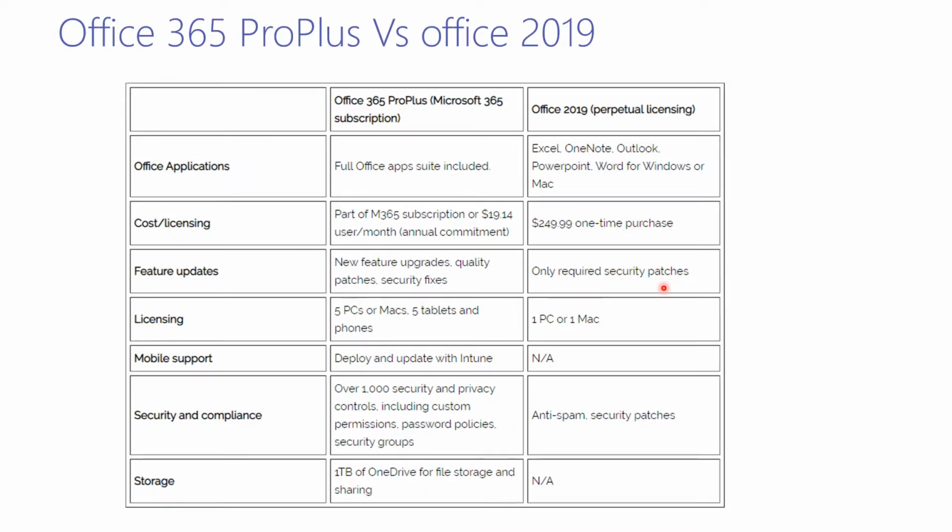Only required security patches are added in perpetual licensing. So if you're using Office 365 subscription, you'll get the latest patches and you'll get the latest features of different Office products. Okay, licensing, you can install the same Office products on 5 PCs or Macs, 5 tablets and phones. Okay, but with perpetual licensing, you are only able to install it on one PC or Mac.